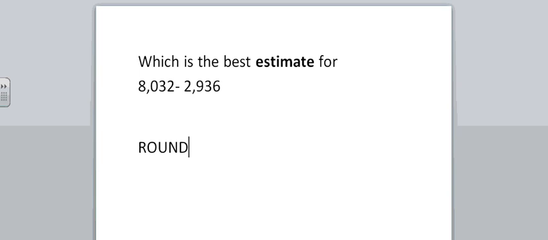Rounding is not something developed by math teachers to make your life miserable. It is actually there to make us do things faster, to double check our answers. So if you got this question wrong, it's probably because you were confused that there was no exact answer for you. So estimate means round.